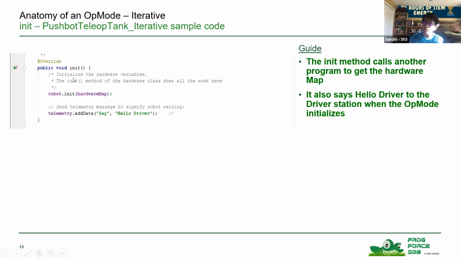But the thing is, the init function, right? We want to be able to do our own thing, so we're saying we're going to override the init function from op mode to do what we want to do, and that's basically what this means. And this robot.init hardware map is setting up everything. It's making sure that we know what motor is at which port and whatnot. And this telemetry.add data says hello driver on the driver station.